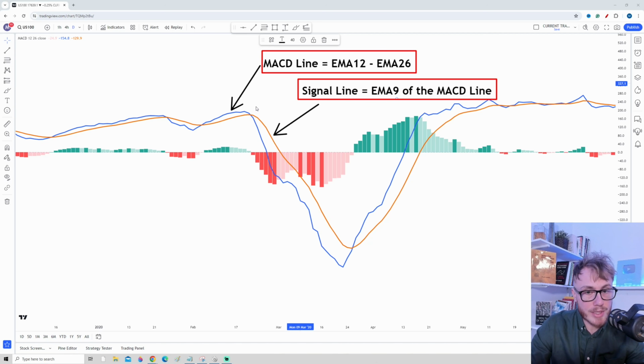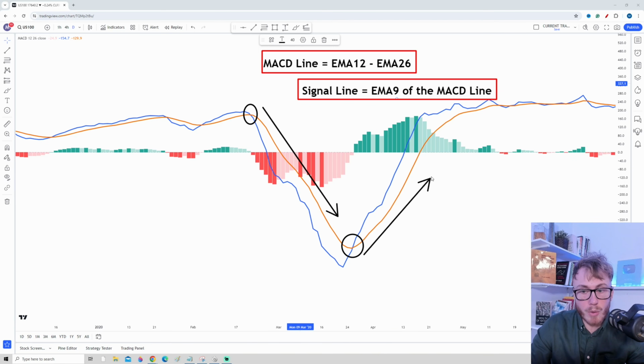And because of this reason, when the blue line crosses the orange line, the slope of the orange line will shift. As you can see once again here, when the MACD line crosses the orange line, the slope of the orange line once again shifts to the upside.